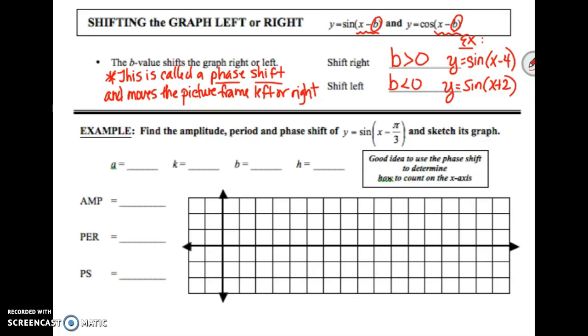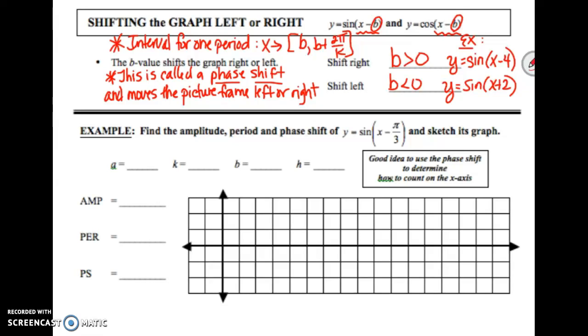So basically this is going to change our interval. If we have a phase shift, our interval for one period is going to become, our x values are going to shift to whatever b is, and then whatever b plus 2 pi over k is, right? Because our period is 2 pi over k. So we're just shifting our starting point from 0 to b, and we're shifting our end point from 2 pi over k to 2 pi over k plus b.